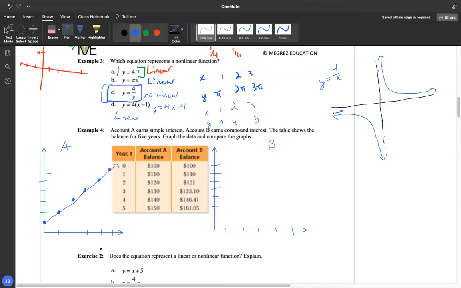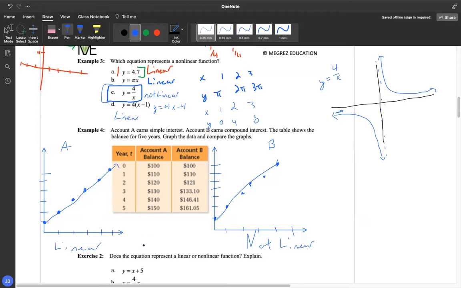Then if we look over at this one, it starts out the same, 0, 100, and then 1, 110. But then we get to 2, and 121, 3 and 133, 4 and 146. And then we get to 5, we get up here to 160. I don't think account B has any sort of pattern to it, and it's not linear. Perfect. This one's not linear, and this one's linear.